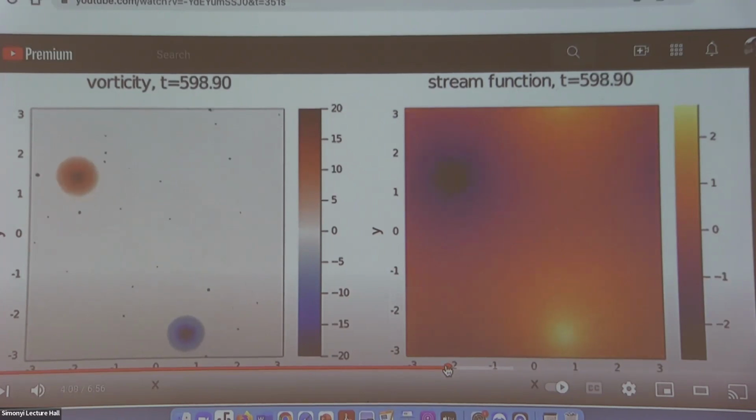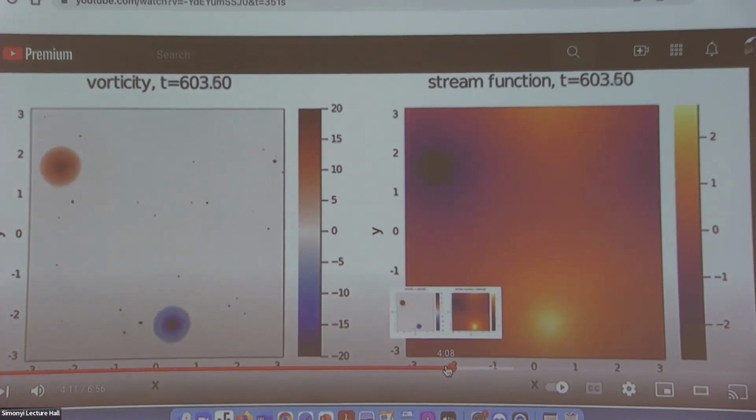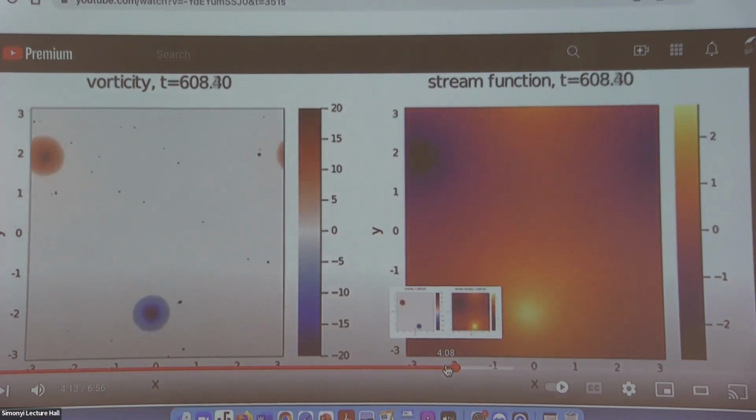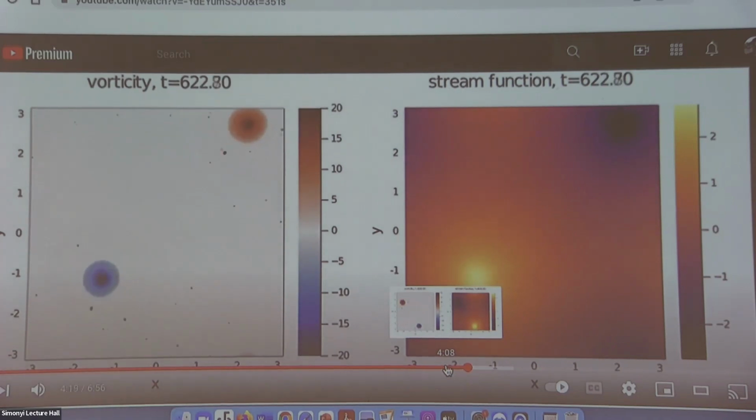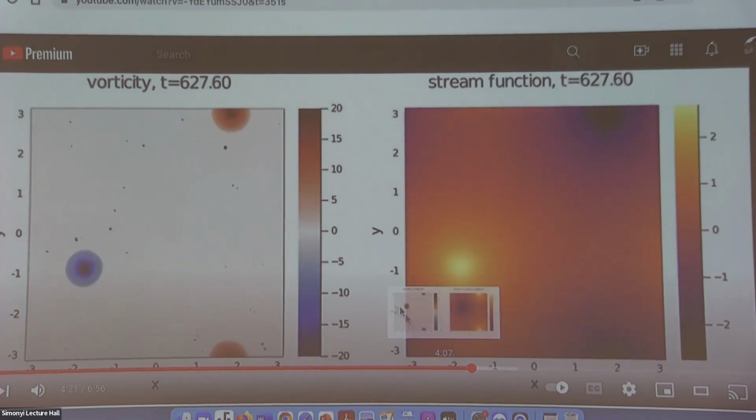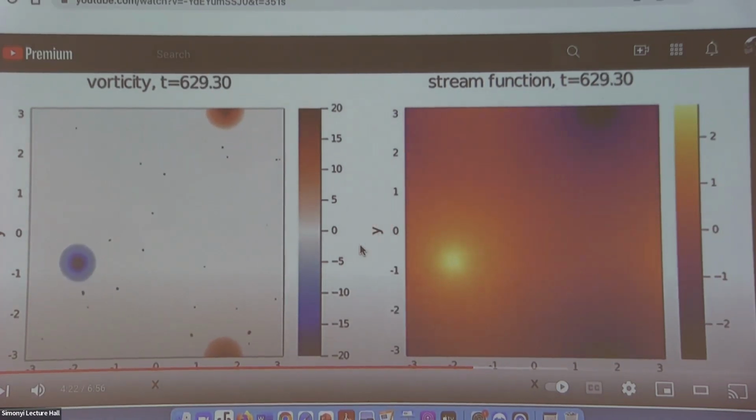What you see in the end is a real ordered structure of vortex dipole with some satellites that may or may not fall into them at late times. I don't know. If you do the simulation again and again, you'll see a very similar picture. Every time you see something very similar to this.